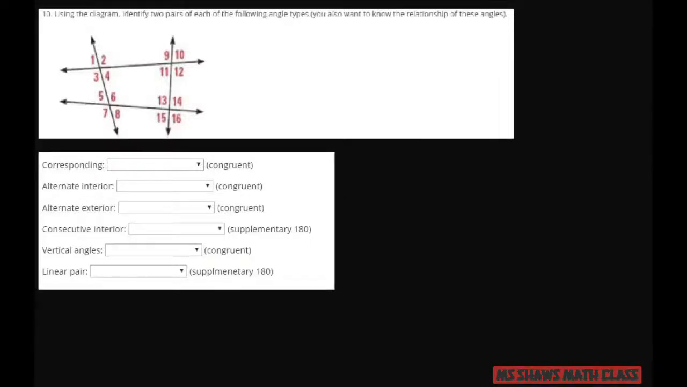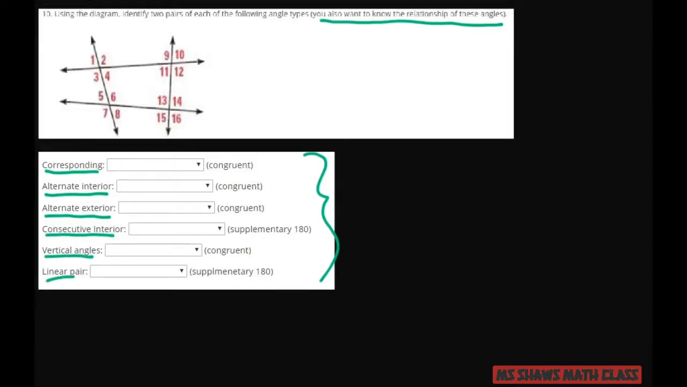Hi everyone, we're going to use a diagram and identify two pairs of each of the following angle types. So here are the following angle types here, and you also want to know the relationship between these angles. And what that means is you want to know these definitions. So make sure you know all of these for your final. Alright, so I'll try to name as many as I can, even though we only need to identify two pairs.